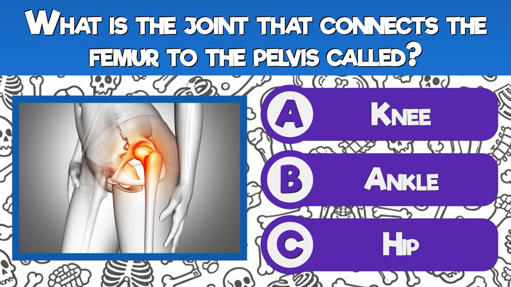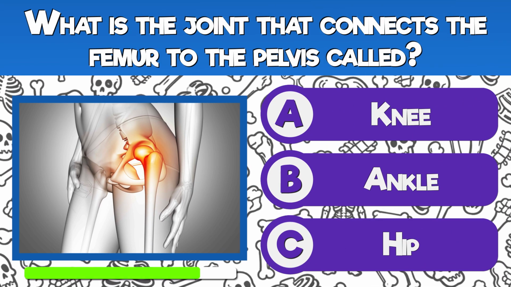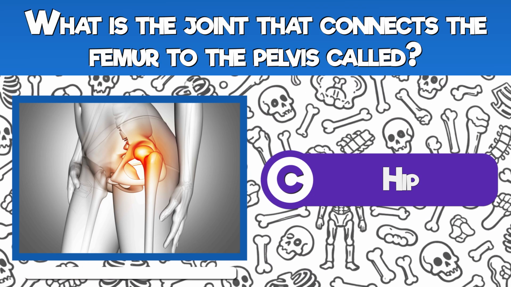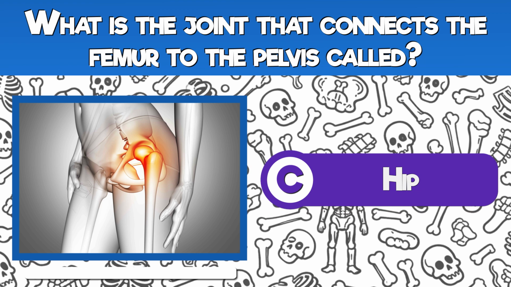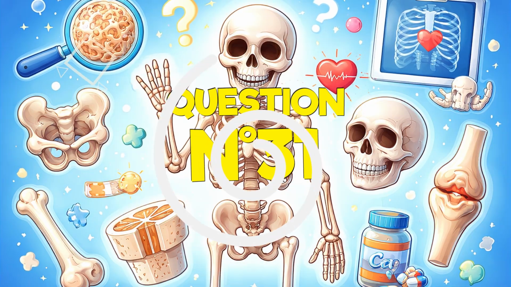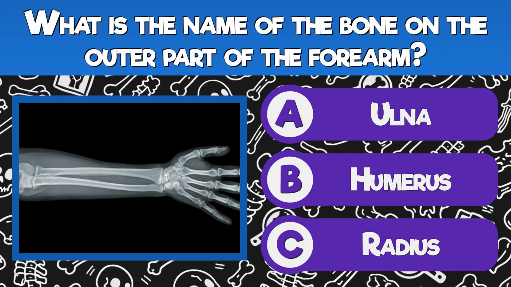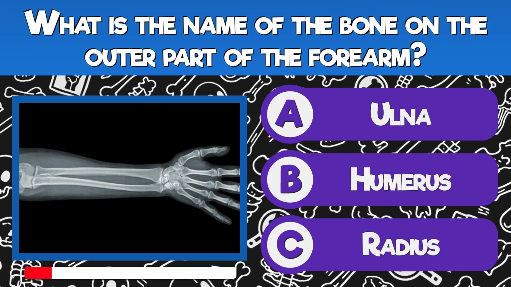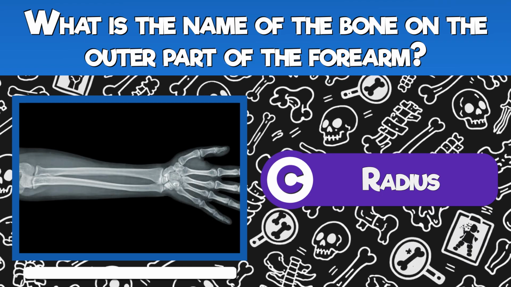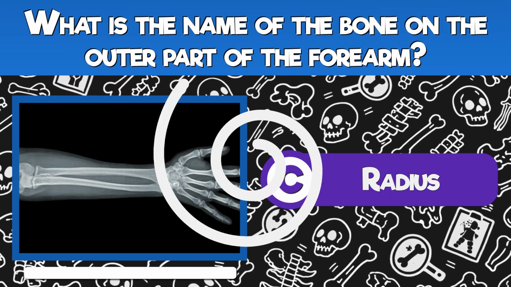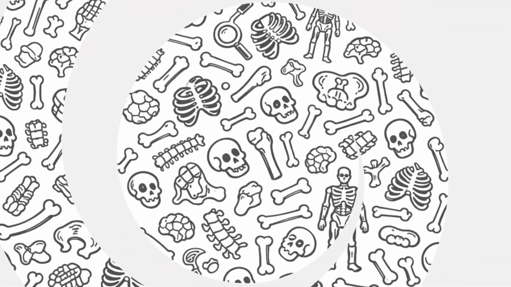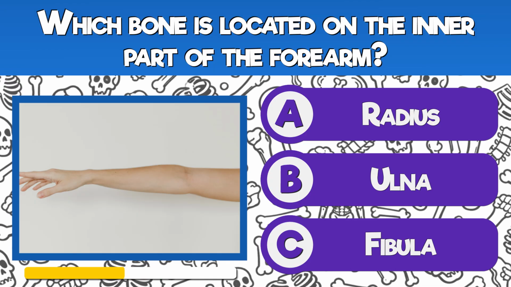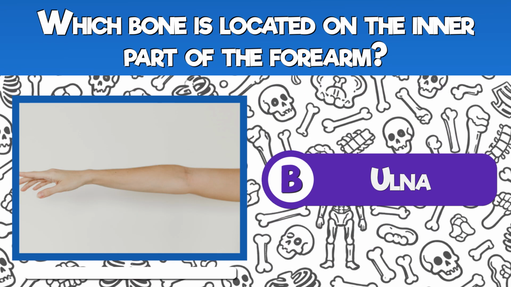What is the joint that connects the femur to the pelvis called? The hip. What is the name of the bone on the outer part of the forearm? The radius. Which bone is located on the inner part of the forearm? The ulna.